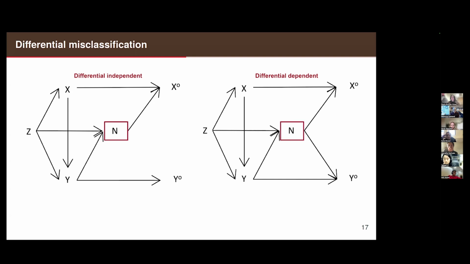The good news is, in this setting, we could do the exact same thing we did in the previous setting. We condition on N, utilization intensity, and that converts both of these misclassification mechanisms to non-differential independent misclassification. So again, we're back to the setting of bias towards the null.